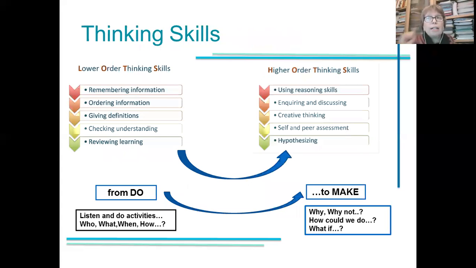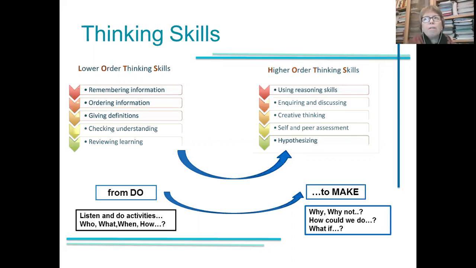Another important key concept we have to keep in mind when we plan a CLIL activity is the development of thinking skills. Most of the activities we do during normal language teaching are very much based on lower order thinking skills: remembering information, ordering, giving definitions, checking understanding. They are doing activities, listen and do. And they answer the questions who, what, when, how, and so on. So they are very closed questions.